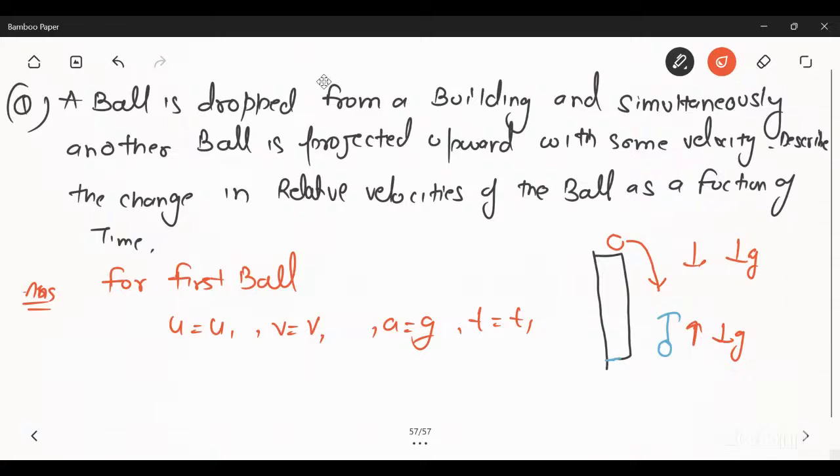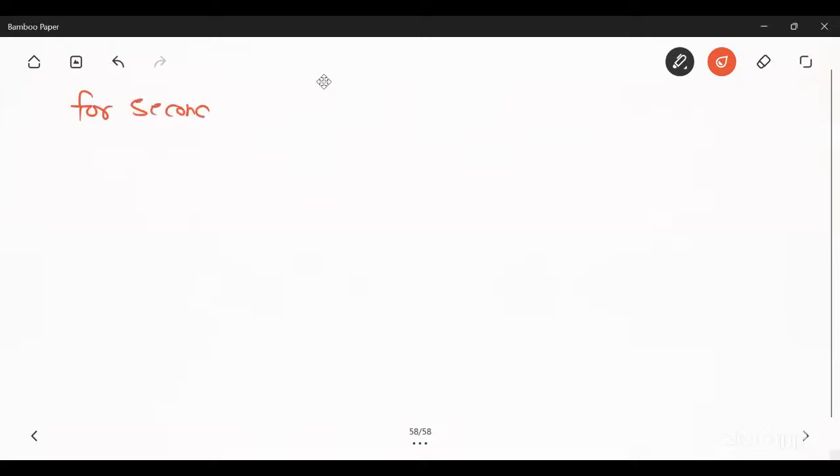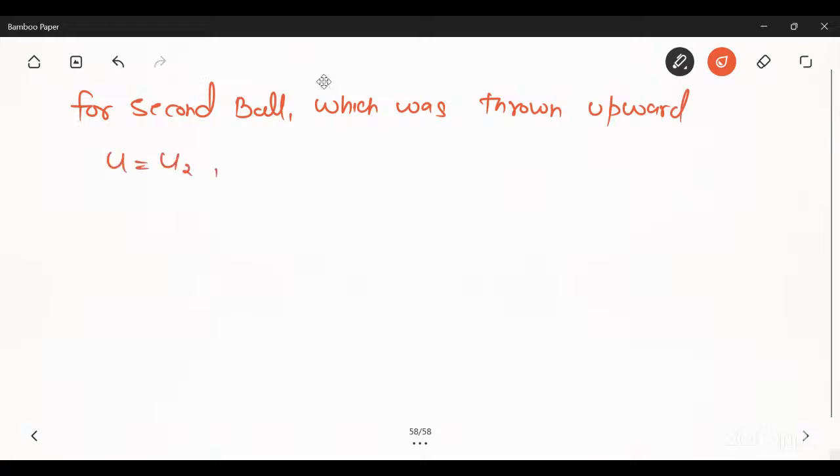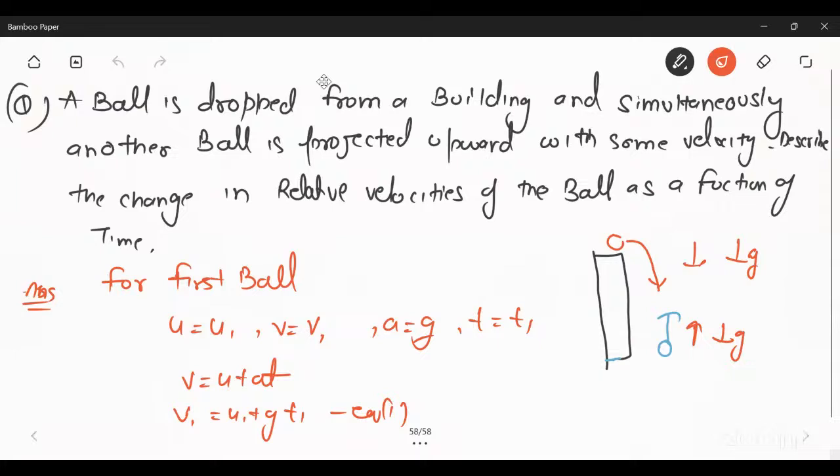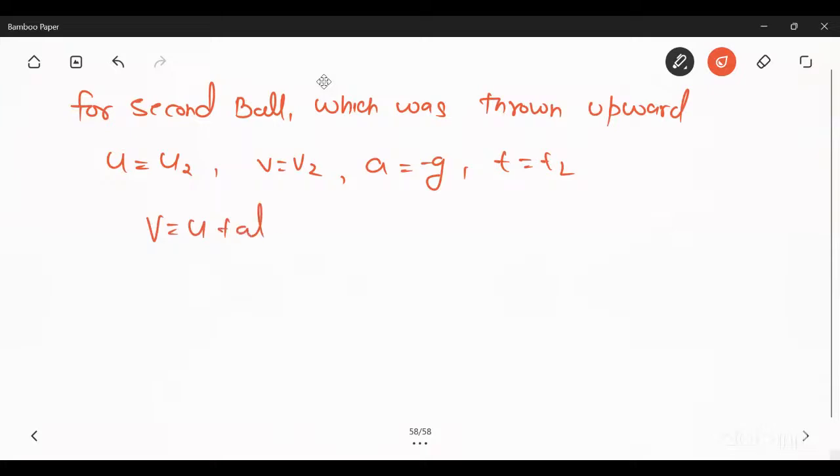Substituting the values in V is equal to U plus AT, we get V1 equal to U1 plus GT1. That was equation first. Now for the second ball, which was thrown upward, U is equal to U2, V is equal to V2, A is equal to minus G, and T is equal to T2. Why am I taking minus G? Because the ball is moving upward and acceleration due to gravity is acting downwards. So on substituting in V is equal to U plus AT, you will get V2 equal to U2 minus GT2. That was equation second.